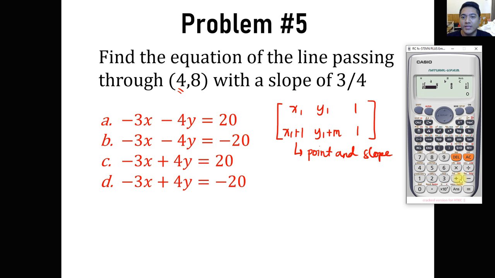It's always 1. And also for the second equation, x sub 1 plus 1, so we have 4 plus 1, so this becomes 5. And then we have y sub 1, 8, plus the slope, which is 3 all over 4. So that becomes 8 plus 3 all over 4. 8.75, because 3/4 is 0.75. And then 1. So check.